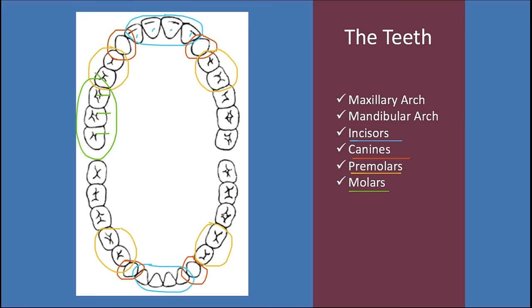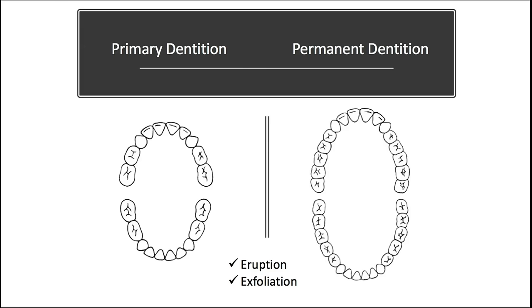So let's talk about the baby teeth. The baby teeth, also called the primary dentition, are shown here. And we have 20 of them in total. We have 20 baby teeth when all of them come in. There are four incisors per arch, two canines per arch, and four molars per arch. Note that there are no premolars in the baby teeth. These start coming in at around 6 months of age, and teeth coming into the mouth is called eruption. And all of the baby teeth should have fallen out by around age 12. Teeth falling out of the mouth is called exfoliation.